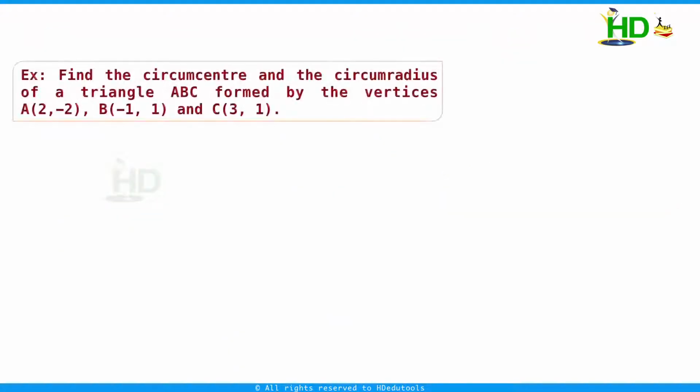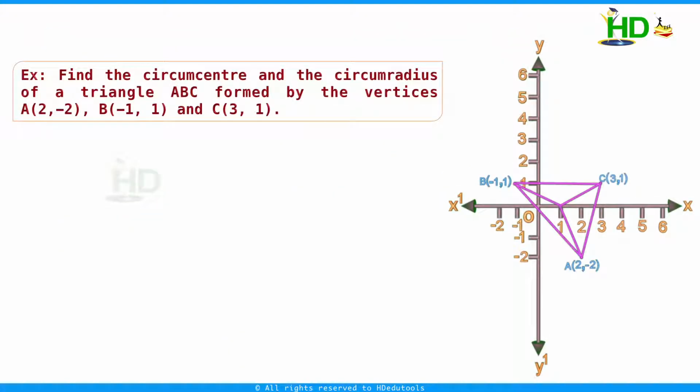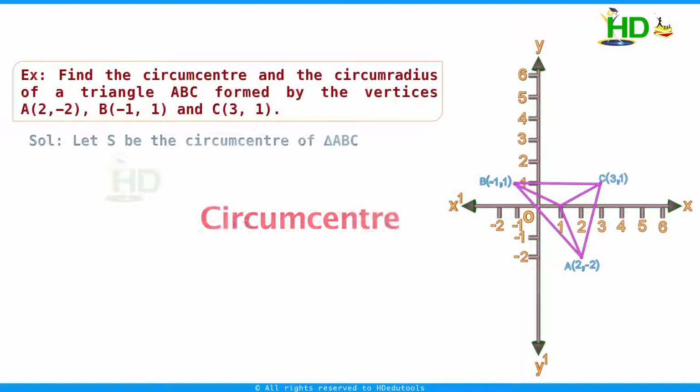We take another problem. Find the circumcenter and circumradius of a triangle ABC formed by the vertices A 2 -2, B -1 1, C 3 1. You know what is the meaning of circumcenter. In your problem it is given a triangle is formed with three vertices A 2 -2, B -1 1 and C 3 1. We have to find the circumcenter as well as the circumradius.